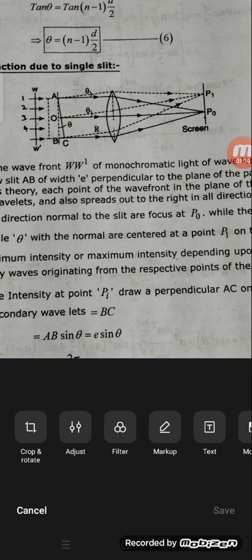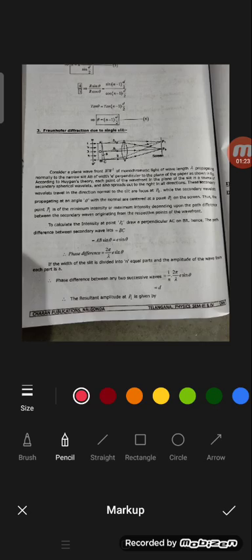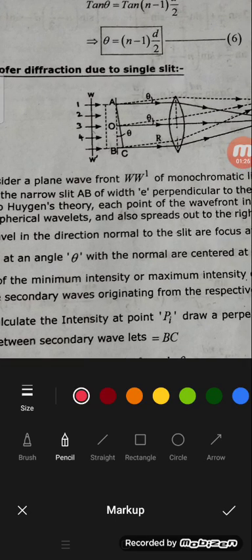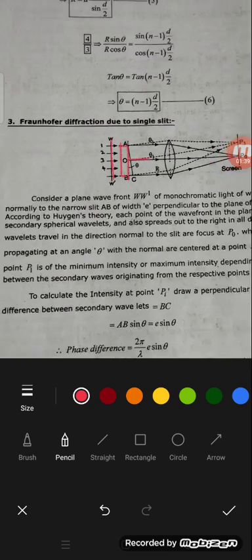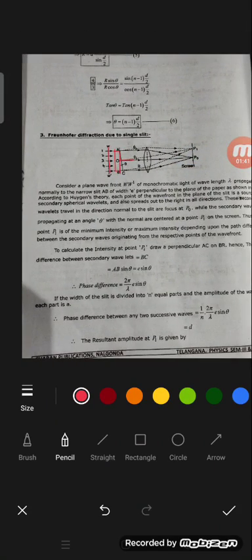Now let us consider a wavefront, W and W dash, in our considered diagram. This is a wavefront, and we are placing a slit AB, a narrow slit or a single slit, which is perpendicular to the plane of the paper as shown in the figure.